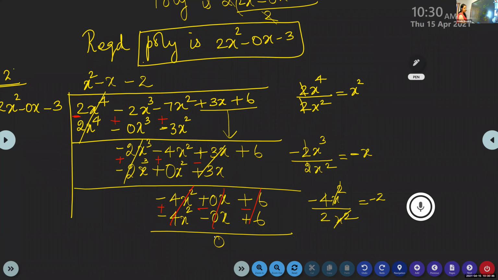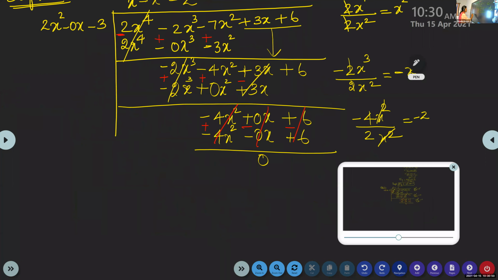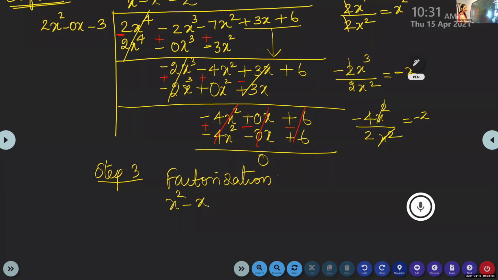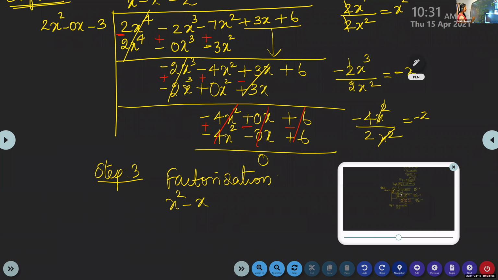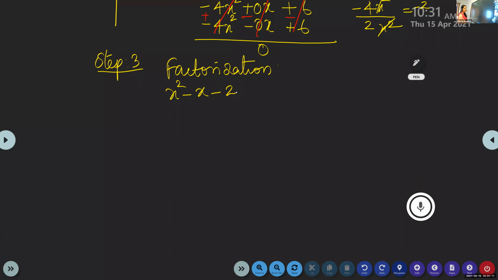Next is step 3. What about step 3? Step 3 is factorization. Factorization of the quotient. What is the quotient there we got? x square minus x minus 2, isn't it? x square minus x minus 2.